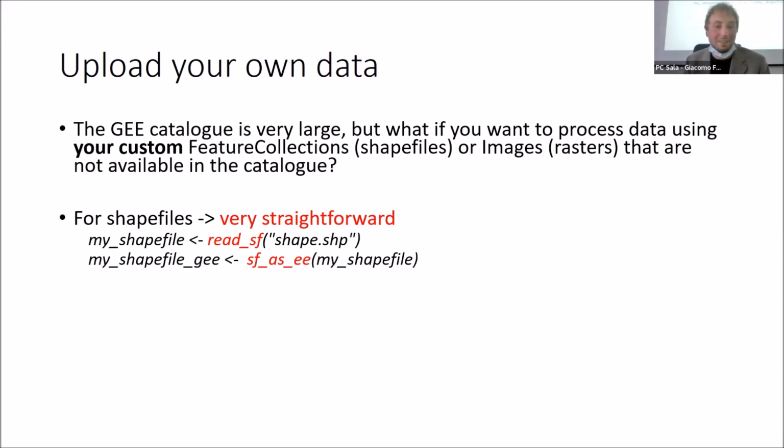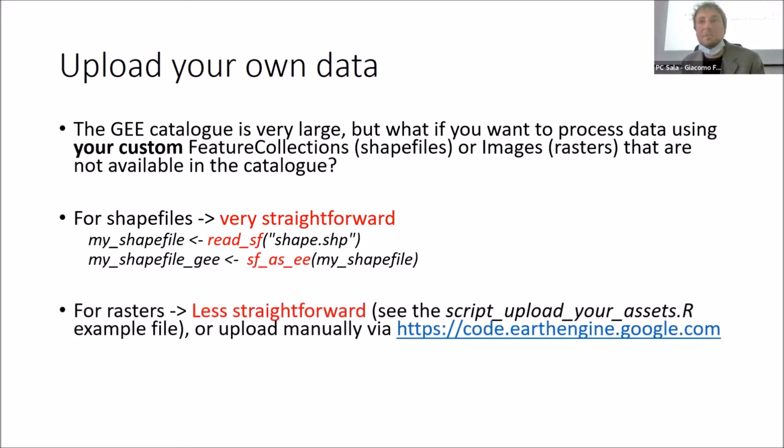Yeah, okay. So as I was saying, for shapefiles, it's very straightforward. Instead, for rasters, it's a bit less straightforward. Why? Because probably Google put some restrictions, because raster files can be very heavy often. So maybe they don't want anyone to dump their collection of raster data on the cloud and accumulate a lot of heavy data.